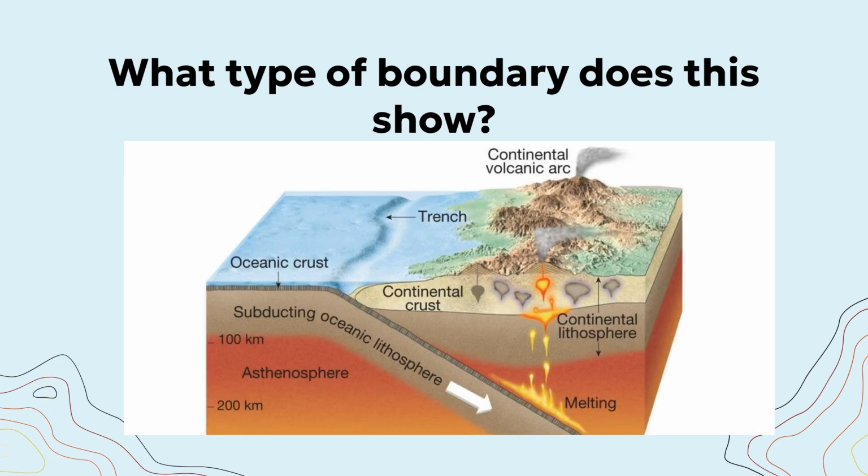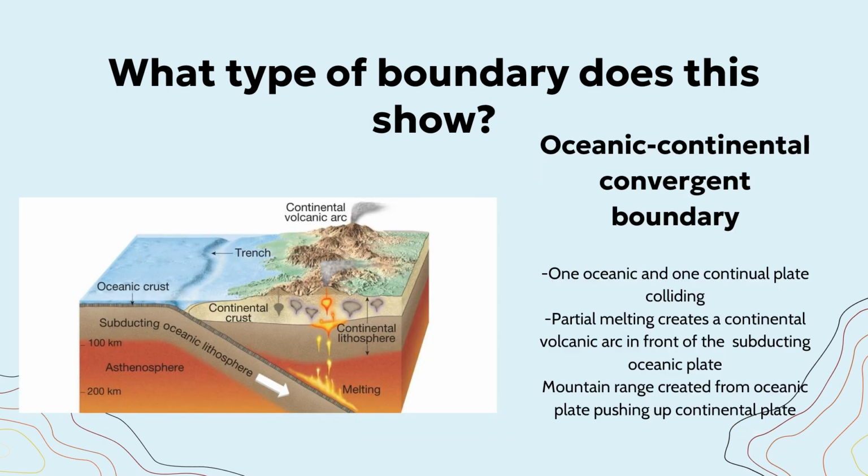So what type of boundary does this picture show? I'll give you a couple seconds to look over it. This is an oceanic-continental convergent boundary. You can see that by the oceanic crust subducting underneath the continental crust. Like I said earlier in the slideshow, the oceanic crust will always subduct under the continental crust because it is denser because of the basalt.